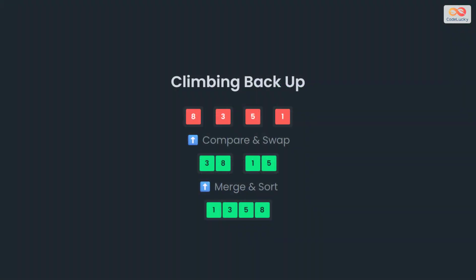Let's watch the tree build back up. We compare 8 and 3 and swap them to get 3, 8. We compare 5 and 1 and swap them to get 1, 5. Now we merge those two lists. We compare the 3 and the 1. The 1 wins. Then we compare 3 and 5. The 3 wins. By the time we finish, we have a fully sorted list, 1, 3, 5, 8.